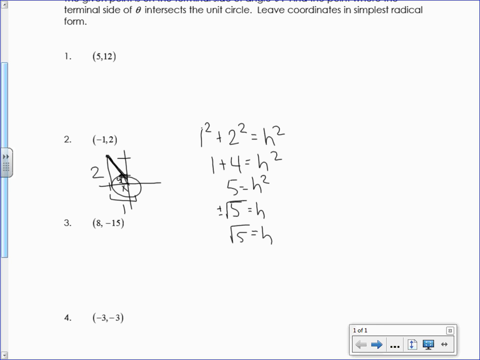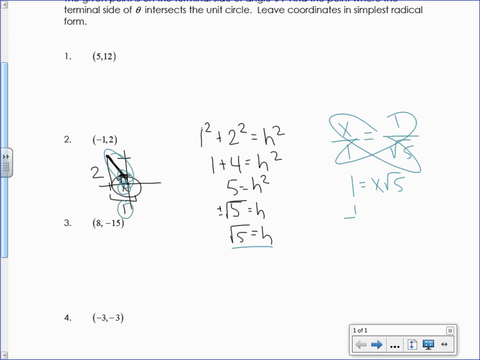When I set up my proportion using my big triangle and my little triangle to find x and y, I've got x over 1, so base over base, is equal to the hypotenuse of the little triangle, which is 1, over the hypotenuse of my big triangle, which we just found out was the square root of 5. Then I can cross multiply and divide both sides by the square root of 5.